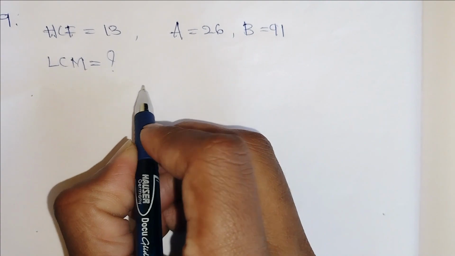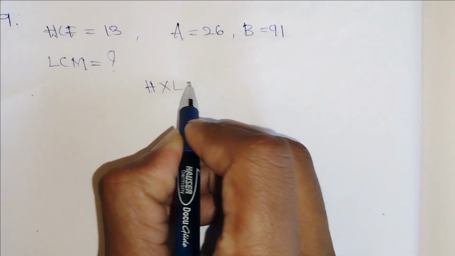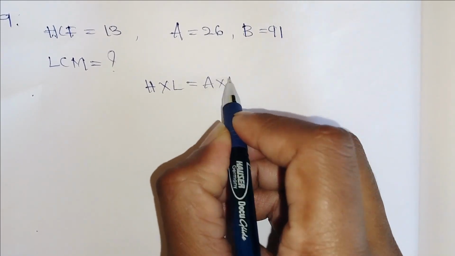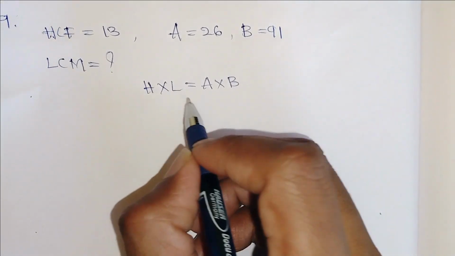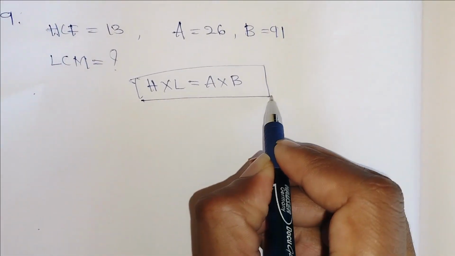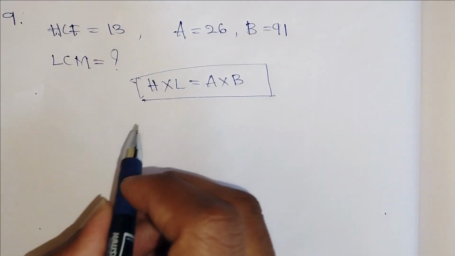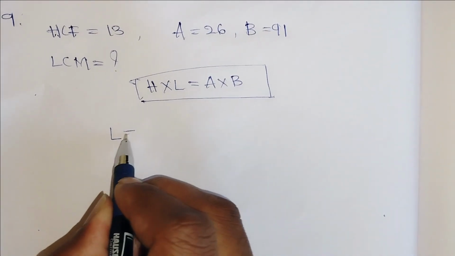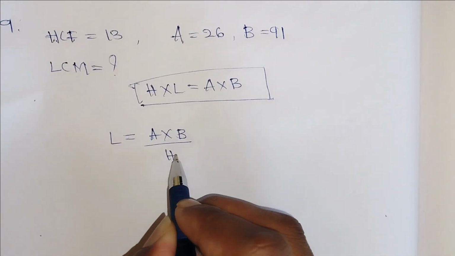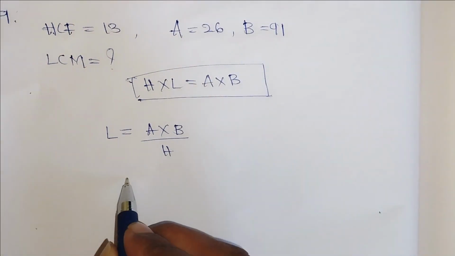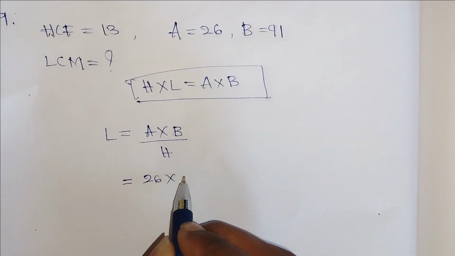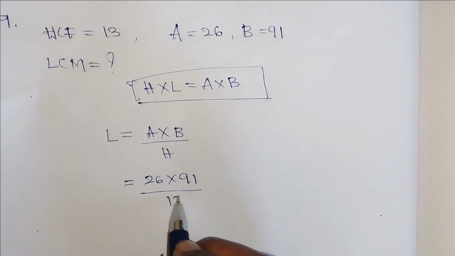We know the formula that HCF into LCM equals the product of the numbers. The product of the numbers equals the product of their HCF and LCM. Using this formula, we are going to find the LCM. That is, LCM equals A into B divided by H, that is 26 into 91 divided by 13.